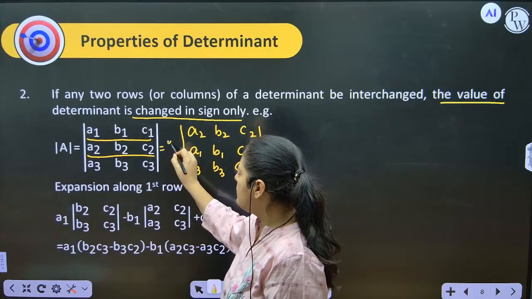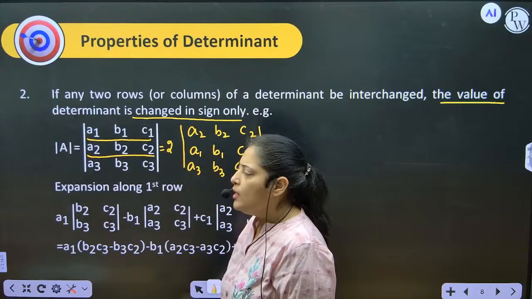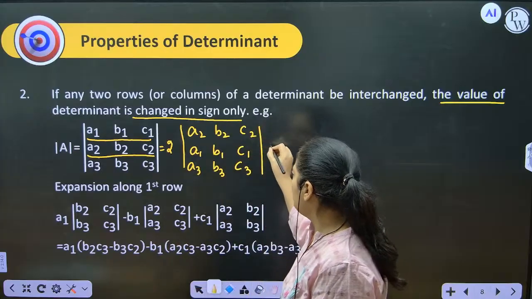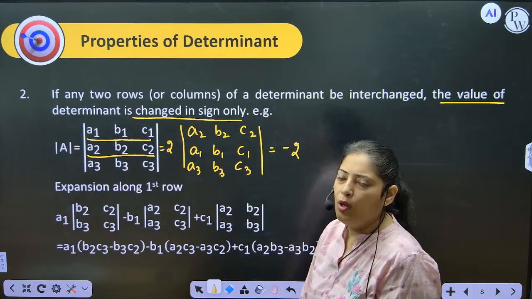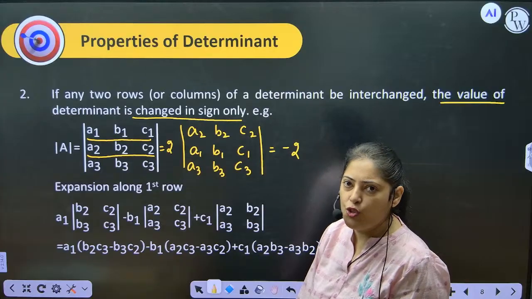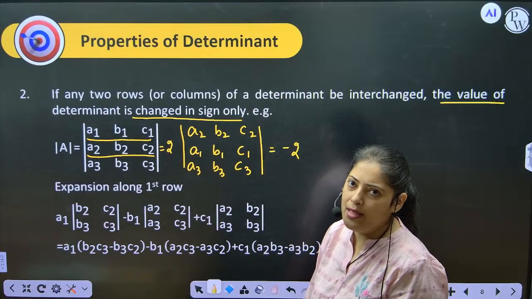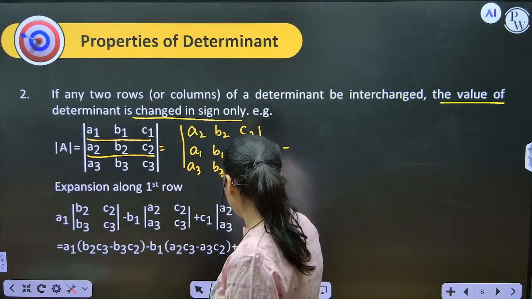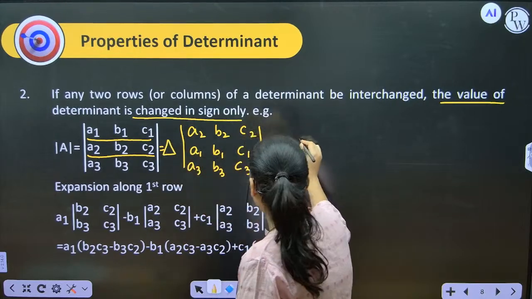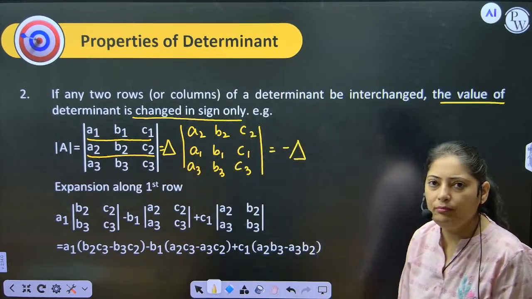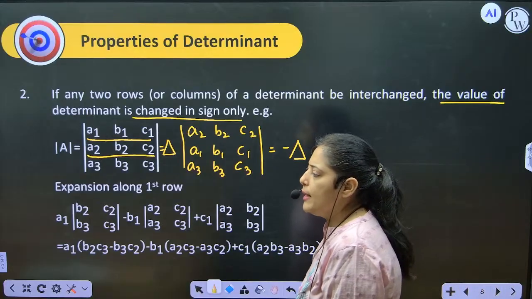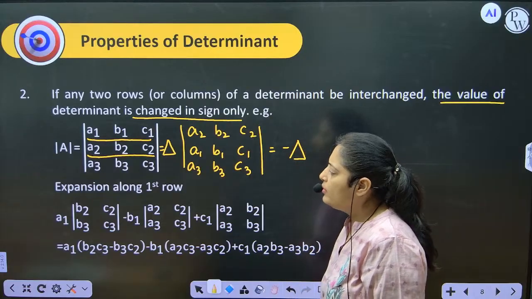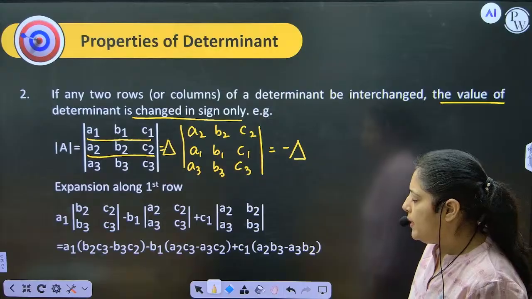Suppose this value is coming out to be 2, then this value will come out to be minus 2. Only the sign will get changed. Numerically it will remain the same. Or if this is delta, then this will be minus delta. Okay, numerically the value will remain the same, but only the sign will be changed. Note it, this property.